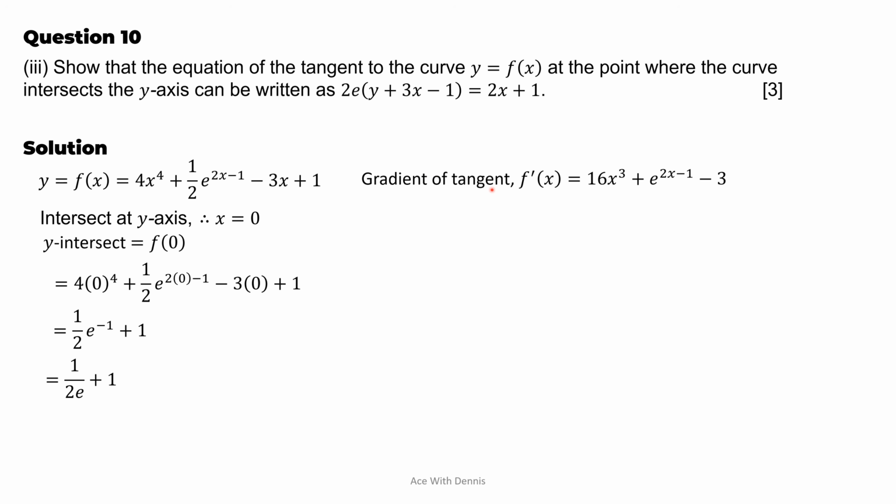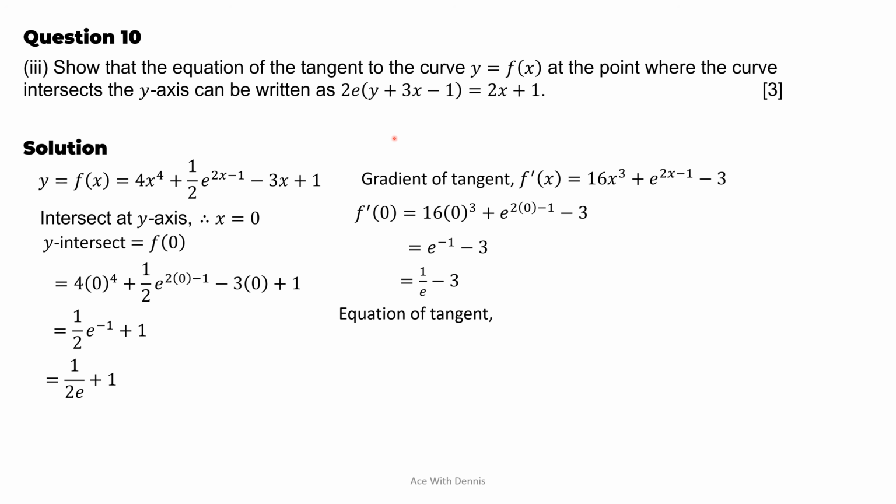The gradient of the tangent can be obtained from this: f prime x equals 16x cubed plus e to the power 2x minus 1, minus 3. Okay, so again the x is 0. Then f prime 0 equals 16 times 0 cubed plus e to the power 2 times 0 minus 1, minus 3. Okay, again be careful with this term because it doesn't mean it is 0. It is just e to the power negative 1 minus 3, or 1 over e minus 3.